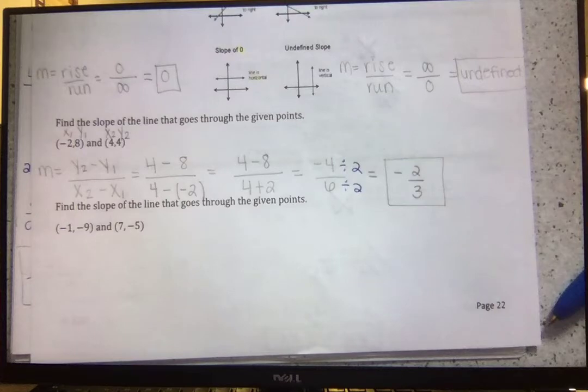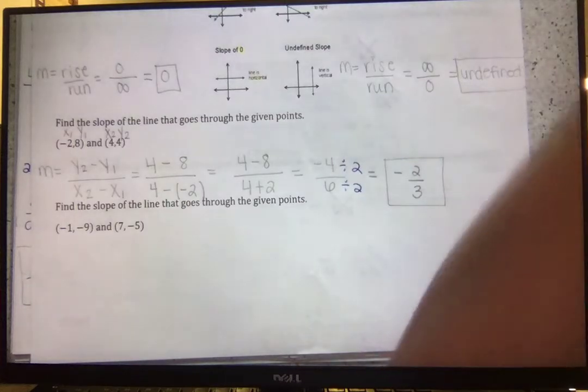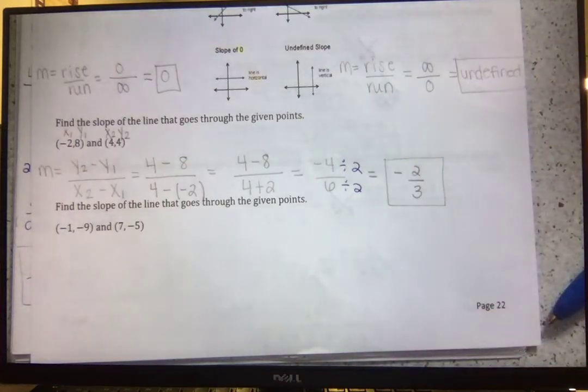So go ahead and try the next one by yourself. Same exact problem, just different numbers, so try it by yourself. Find the slope of the line that goes through the given points, (-1, -9) and (7, -5).